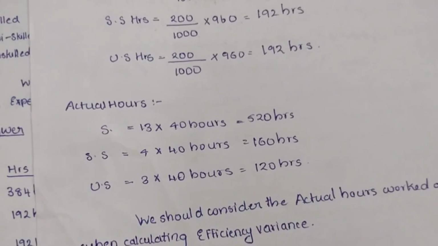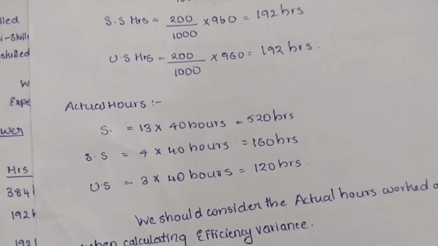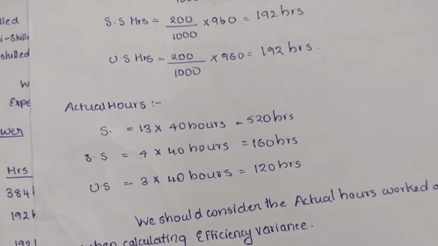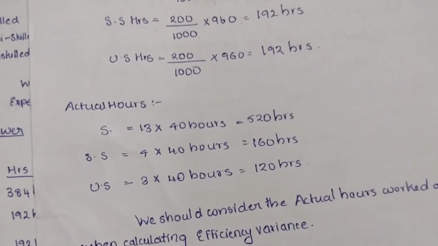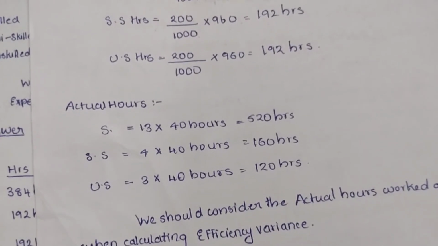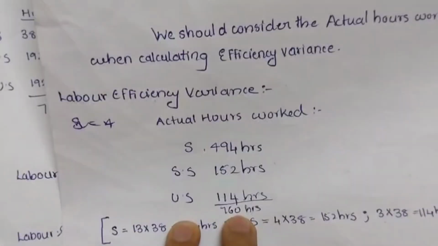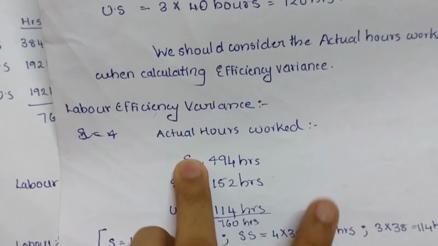So now, in order to calculate labor efficiency variance, since in this variance we are calculating the efficiency of the labor, we have to take actual hours worked. Actual hours worked is what we have to take to calculate the labor efficiency variance. So how are we going to do that? Let's find out. First thing we are going to do is actual hours worked. How are we going to calculate it?